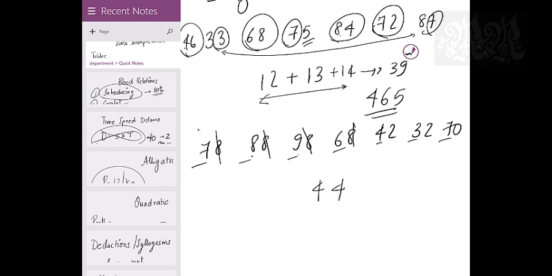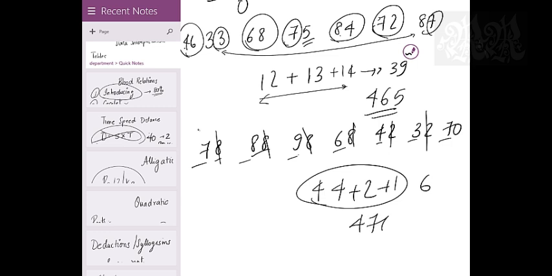How many 8s did we have? 4. We have 2 2s for it. So 2 8s and 2 2s will go away, but they'll give a 2 to this guy because they'll carry 1 each. And this 8 and this 8 left will give you 16. We'll carry a 1 again and have a 6 at the back. So 44 plus 2 plus 1 is 47, and that's the answer, 476.